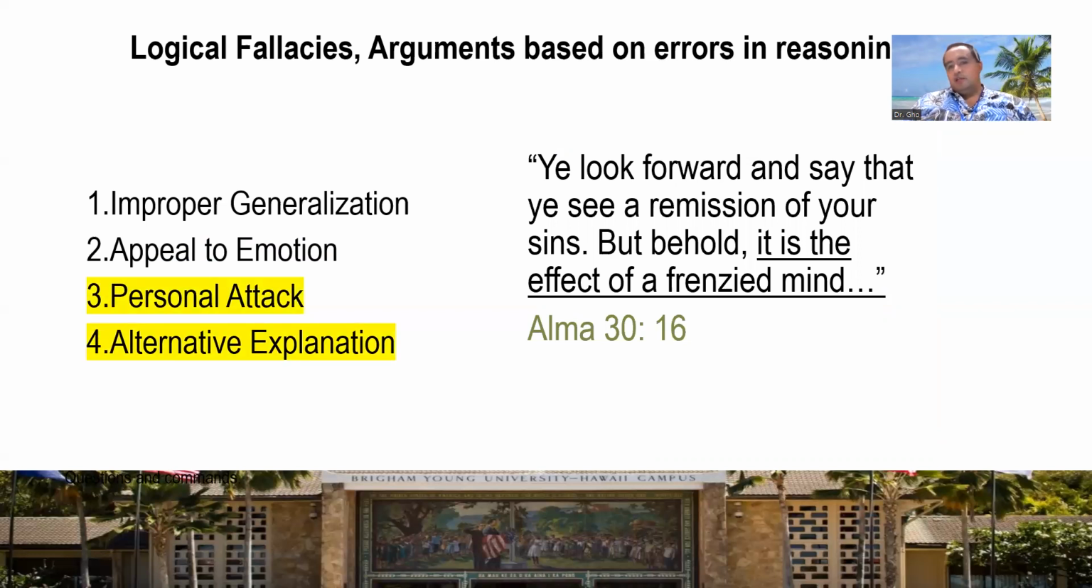With this one, he does a really good job of incorporating two different fallacies at the same time. First of all, you have a personal attack. Saying somebody has a frenzied mind, that is an attack. And then there's an alternative explanation that they're giving as to why somebody sees a remission of sins.